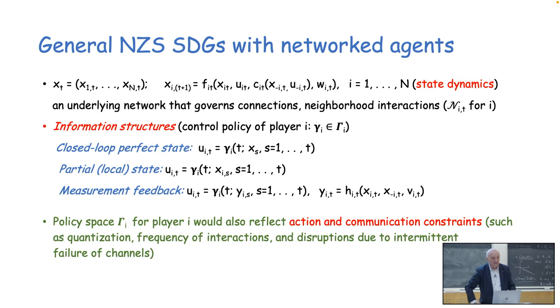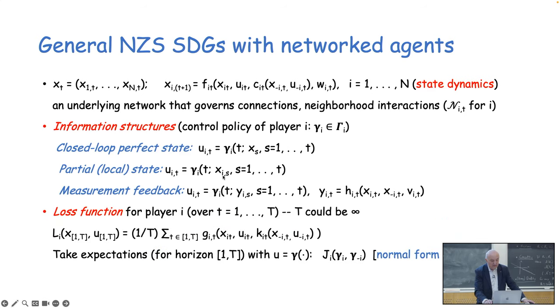So once you define the information structure, that leads to a policy space, gamma sub i, let's say for player i. The choice of the policy space also reflects the action and communication constraints of the players, such as quantization in the actions, the frequency of interactions between agents or the agent with the network, and also disruptions due to intermittent failure of channels.